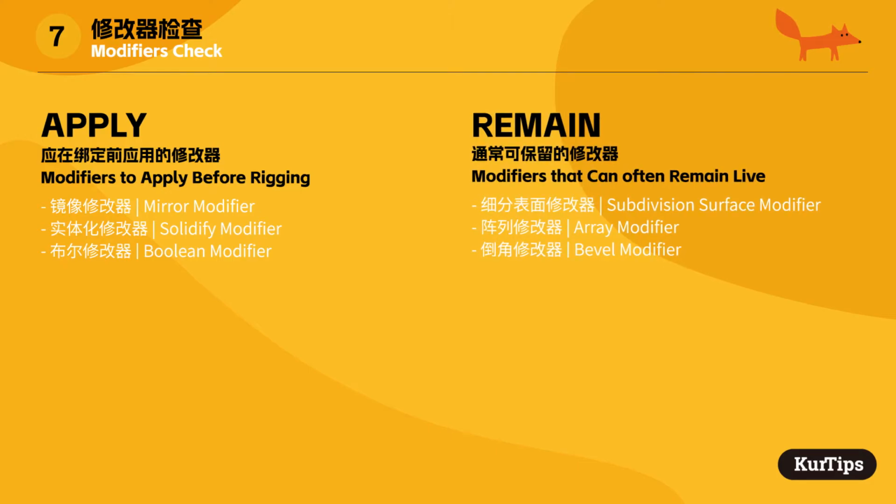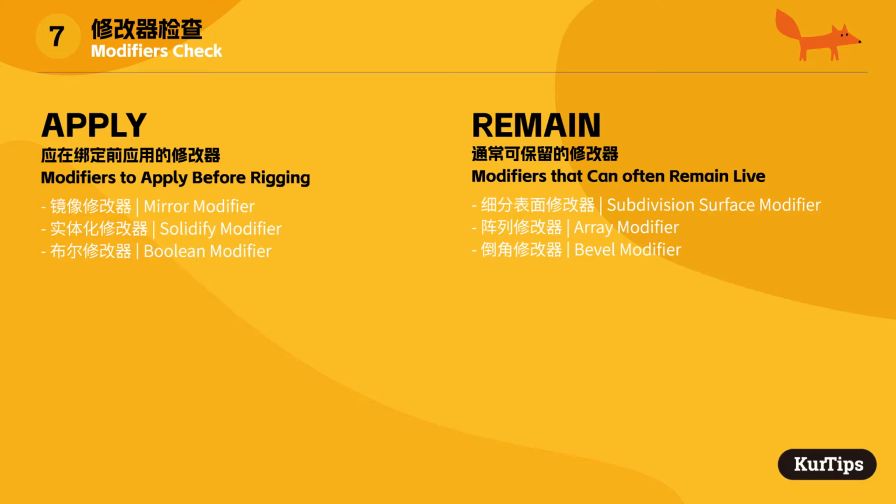Some modifiers you can normally keep, for example the subdivision modifier and the bevel modifier. These two modifiers normally won't affect the base structure of your model. And when you're using the array modifier to create some repetitive elements, normally you can keep it. So there are only 6 of the modifiers.